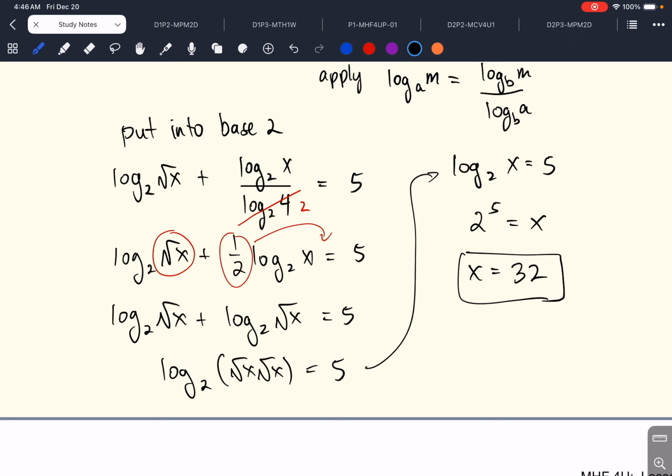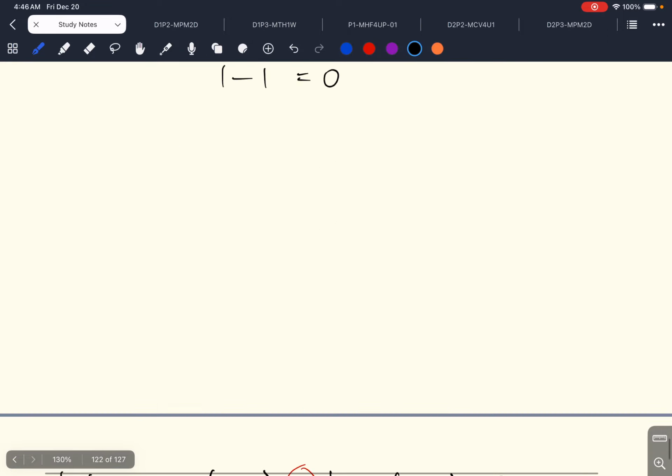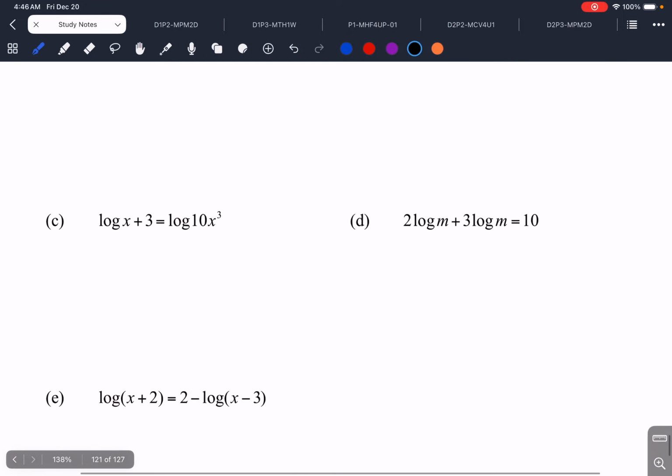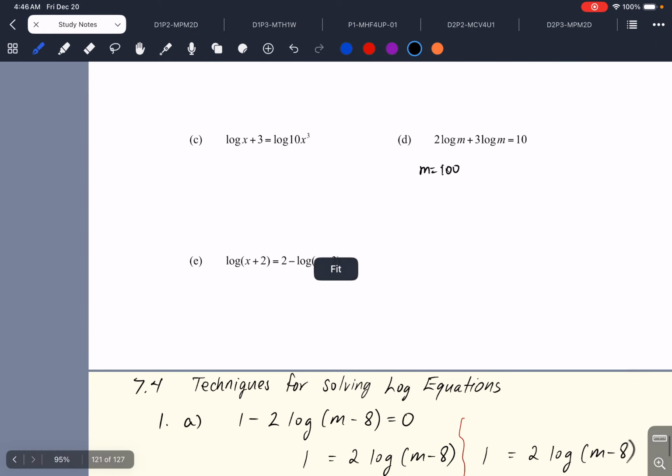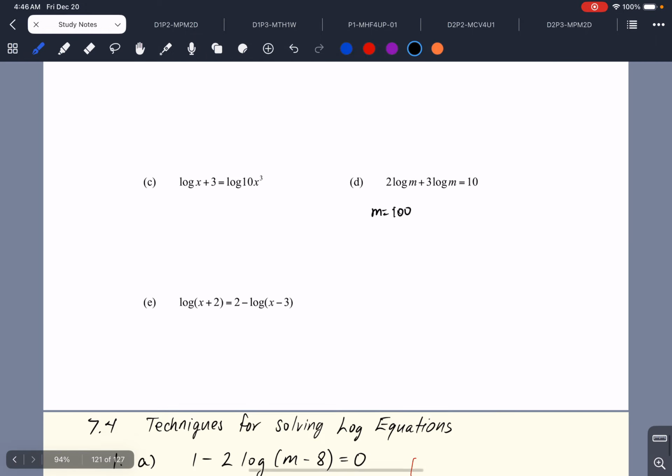Now I will, oh, maybe I forgot. I should go back and give you the solutions to 1D and 1E, or just the answers, right? So for 1D, if you are going to check your answer, we have here m equals 100 as your valid solution. And if you're going to check your work as you're doing 1E, the answer here is no solutions.